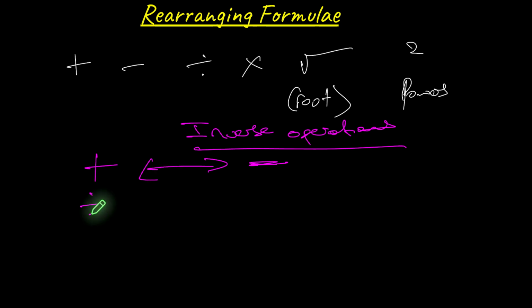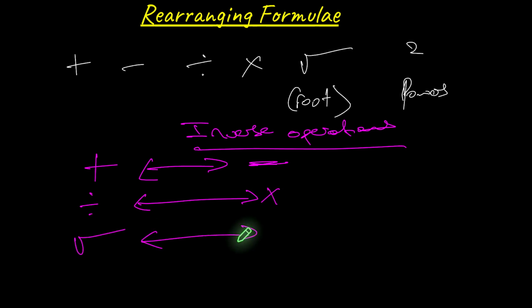For division, its inverse will be multiplication. And for the root, its inverse will be the powers. So what that means is to undo a root, we will use its equivalent power. To undo some form of division, we will multiply by that same quantity, or vice versa. To undo some form of multiplication, we will divide by that same quantity. So if we have times by 7, to undo that, we divide by 7.